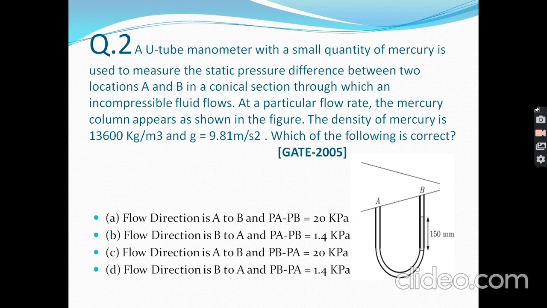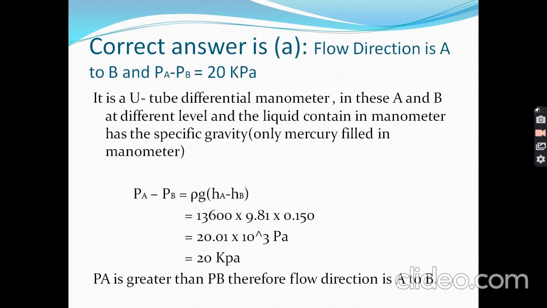Option A. Flow direction is A to B and PA minus PB is equal to 20 kilopascal. Option B. Flow direction is B to A and PA minus PB is equal to 1.4 kilopascal. Option C. Flow direction is A to B and PB minus PA is equal to 20 kilopascal. Option D. Flow direction is B to A and PB minus PA is equal to 1.4 kilopascal.